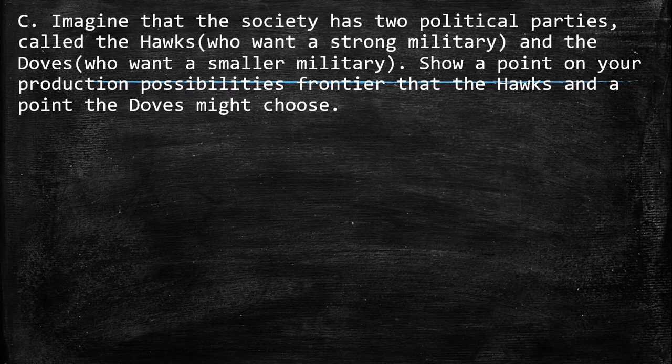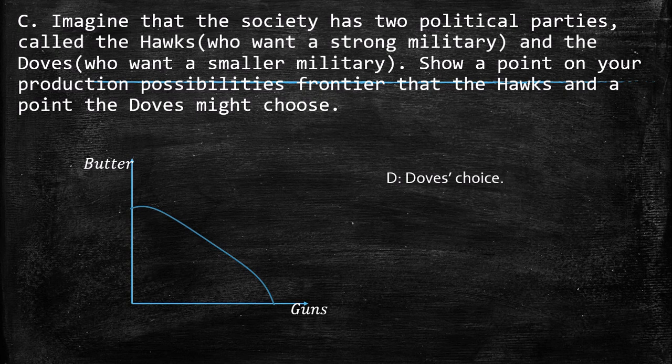Show a point on your production possibilities frontier that the Hawks and a point that the Doves might choose. So again, we have the same guns and butter, and I'm going to label the Dove's choice D and the Hawk's choice H. Here is the D choice. Why? Because the Doves want a smaller military, so they have smaller production of guns than the Hawks. Okay, so they are here where they produce much more butter.